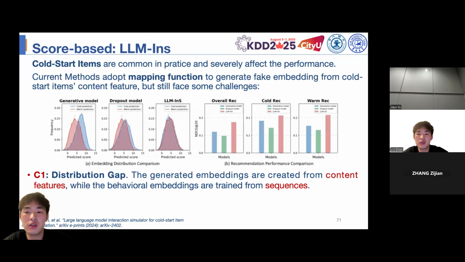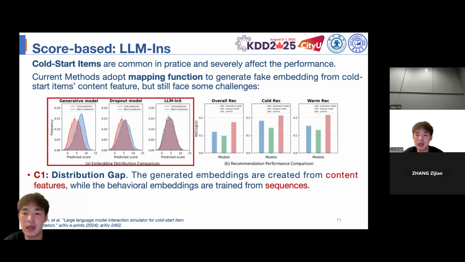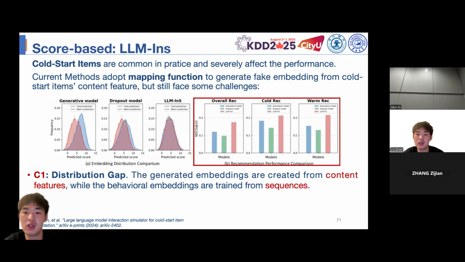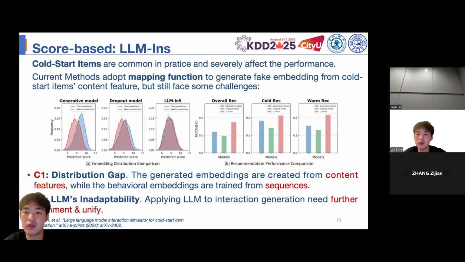And next, we will introduce 3 remarkable works under the score-based category. For the first one, we present LM-ins. This work identifies the limitation of current methods as 2 challenges. Challenge 1 is the distribution gap, which means the generated embeddings are created from the content feature, while the behavior embeddings are trained from the user-item interactions, leading to the distribution gap and the performance gap between the cold items and warm items. And challenge 2 is the LM's inadaptability, which means directly applying LM to interaction generation needs to be further aligned and unified.